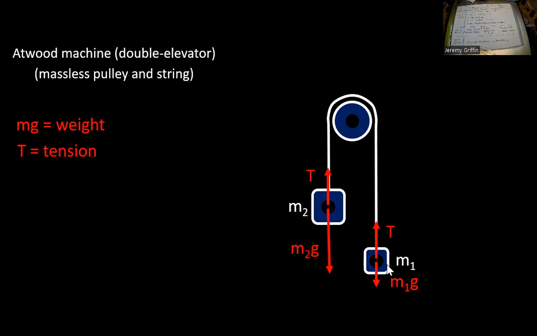For M1, the net force would be upward. The tension beats the weight of M1. But for M2, you guys see that the weight of M2 is going to beat the tension. So M2 is accelerating down and M1 is accelerating up. You see that? All right.